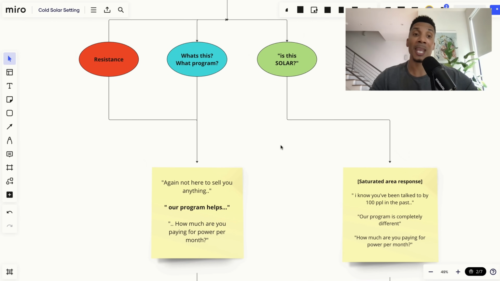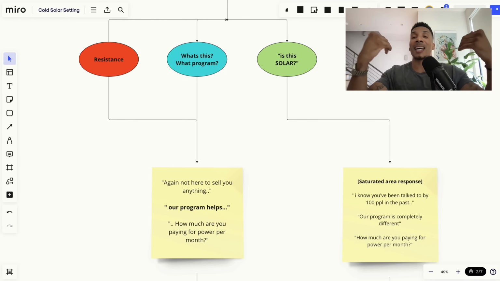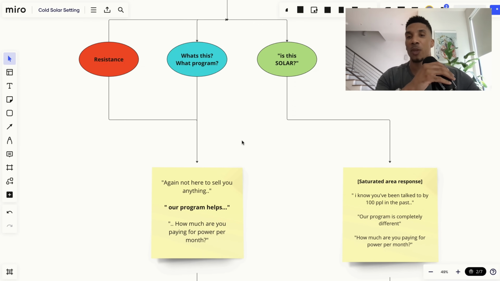Okay. So at any rate, we know, bam, if they mention solar, my setters know if they even say the word solar, we go to the saturated area response. If there's resistance, or if there's "what program is this," our response is the same. The reason our response is the same is because we know more than likely this is a smoke screen. A person knows that they're obviously on a cold call, that a pitch is coming. So we need to remind them right off the bat, hey, I'm not here to sell you anything at all, right? Our program just helps reduce or eliminate surcharges. It's basically like a savings call, not a sales call. I'm here to reduce those expenses, not increase those expenses, right?